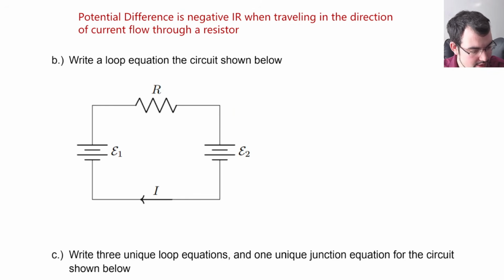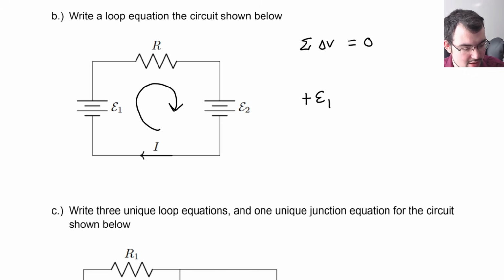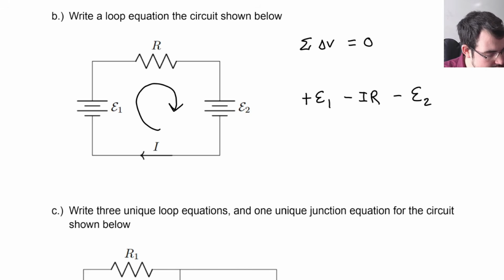So I'm going to say that the sum of my delta V's is equal to 0. We'll say that I'm going from negative to positive. We're going to go this way. If you go the other way, all of your signs disagree with me, but it is the same equation. So first, I encounter a battery where I go from negative to positive, so I've gained script E1. Then I'm going with the current, so I lose some potential across that resistor. And then I'm going from positive to negative through this battery, so that's actually a potential drop. So this is our loop equation.